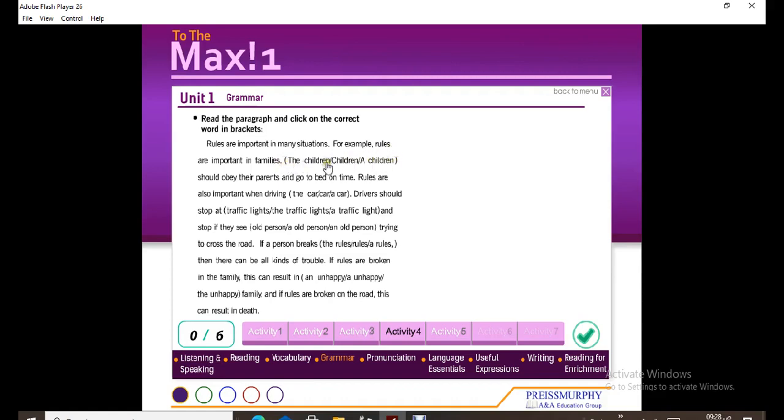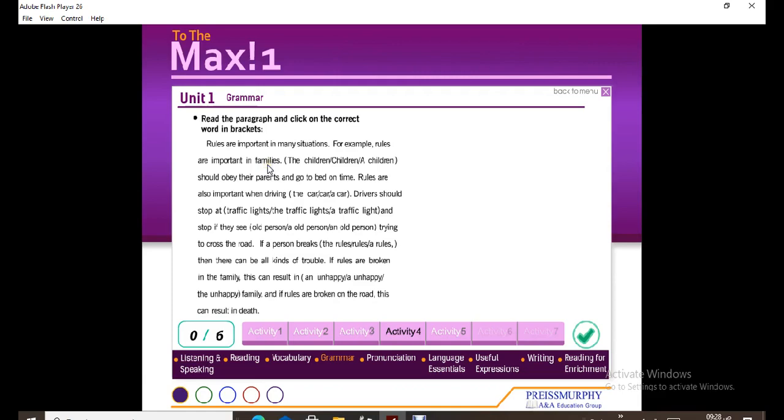Okay, now let us read the paragraph before. Rules are important in many situations. Rules means القواعد أو الأوامر, are important in many situations. For example, he's going to give me an example. Rules are important in families.